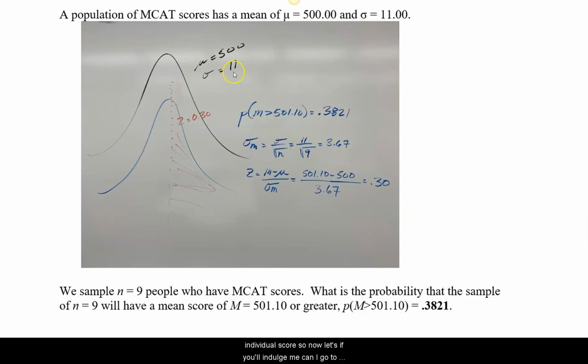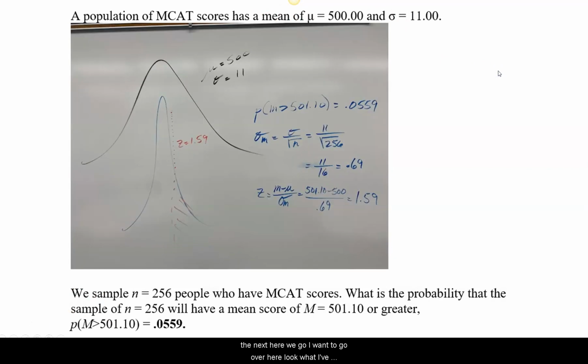Yes, I can. It's rhetorical. Here we go. Look what I've done differently. Same population parameters. A population of MCAT scores has a mean of 500 and a standard deviation of 11. But look what I did. Did something nutty. We sampled not 9 people, but 256 people, holy cow, Batman, who have MCAT scores. What's the probability that this sample of 256 people, that's a lot, will have a mean score of 501.10 or greater? Well, it's an infinitesimal probability this time.